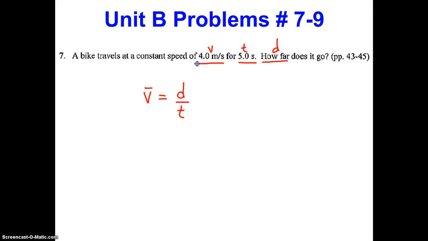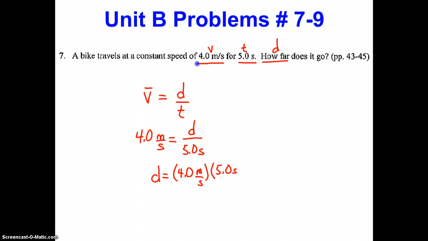We go ahead and substitute in the information provided. We have 4 meters per second equals d over our time of 5.0 seconds. Notice the substitution with units. Now we solve it for d, which means we have to multiply both sides by 5. So this would be 4 meters per second times 5 seconds. We notice that the seconds units cancel, and 4 times 5 is 20.